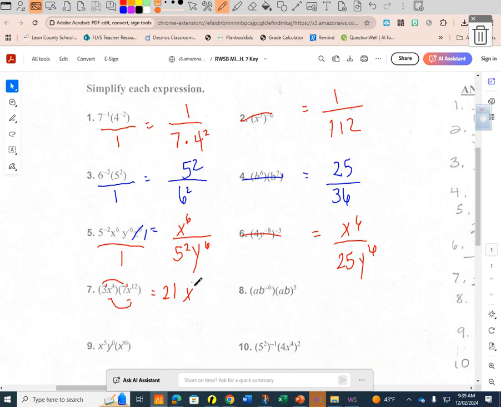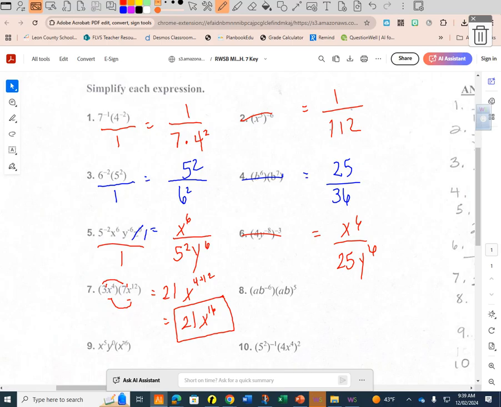Okay, so that's going to be x. So what's going to be the exponent on the x? X to the 4th times x to the 12th. What's the shortcut? Nope. Up high, multiply. So this one we would multiply, right? But here we add 4 plus 12. So that's x to the 4th plus 12th. So the final answer is 21 x to the 16th power. Does that make sense? Okay.